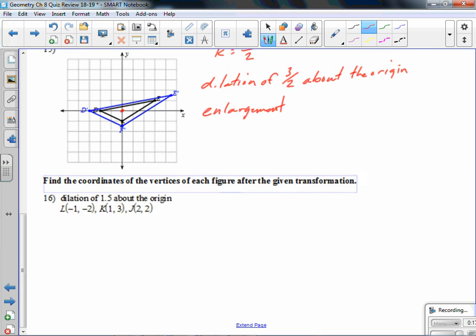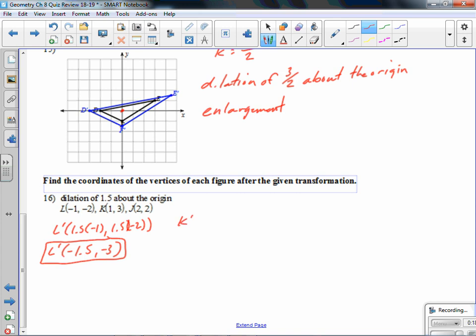Alright, so then find the coordinates of the vertices of each figure after the given transformation. So our transformation is a dilation of 1.5 about the origin. So to get the transformed vertices for all the prime values, we need to multiply each of these original coordinates by the scale factor, 1.5. So for L prime, it's 1.5 times -1 for the x, and 1.5 times -2 for the y. So L prime is going to be -1.5 and -3. There's the L prime value.